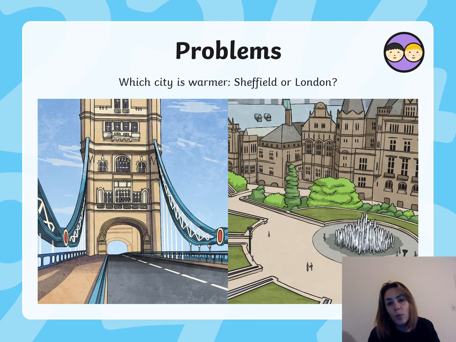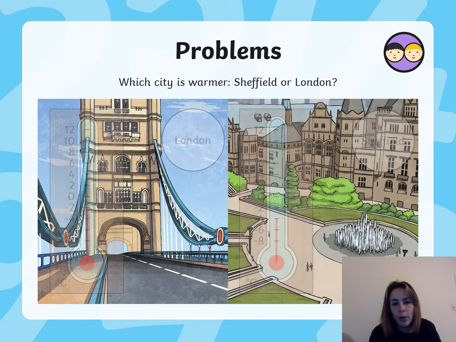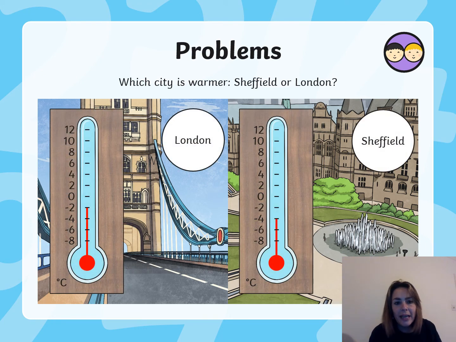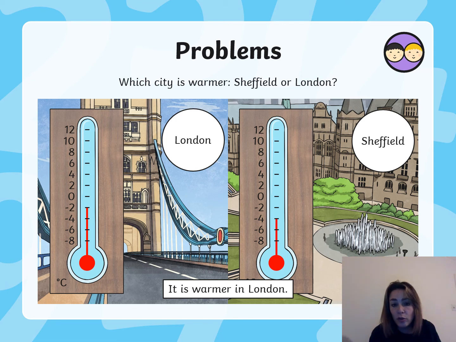So which city is warmer? We've got Sheffield or London. Let's have a look. The temperature in London is showing as minus 2 degrees Celsius, and the temperature in Sheffield is showing as minus 4 degrees Celsius. Therefore, it is warmer in London because minus 2 degrees Celsius is warmer than minus 4 degrees Celsius. Minus 4 degrees Celsius is further away from 0 than minus 2 degrees Celsius.